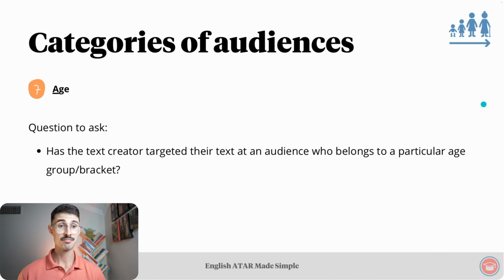Next category, age. Question to ask: has the text creator targeted their text at an audience who belongs to a particular age group or bracket? Examples: children, teenager/adolescent, young adult, middle-aged, elderly. In the PDF study notes, I've also included a bunch of other words that you can use to describe age brackets, such as the word denarian, which refers to a person between the ages of 10 and 19, a vicenarian, who is a person between the ages of 20 and 29, all the way up to, I think, 100. Using those sort of words to define an audience is a good way to impress the marker.